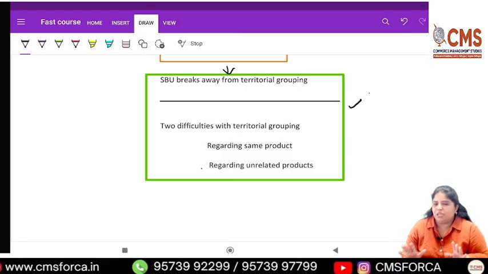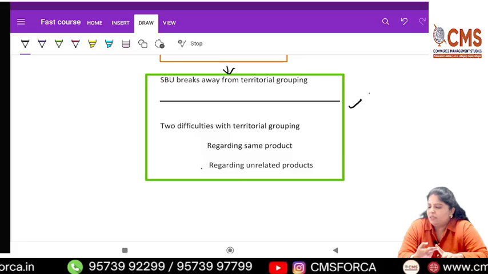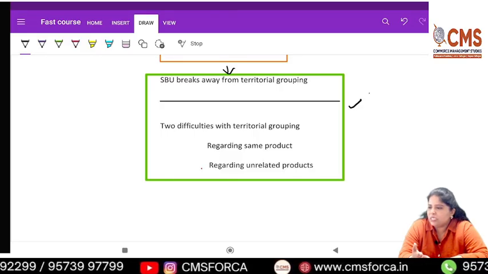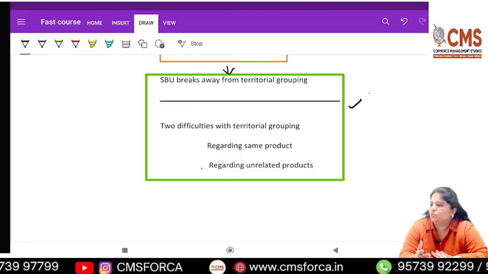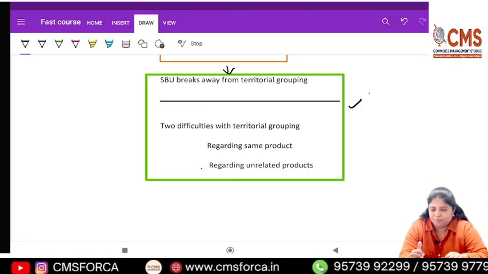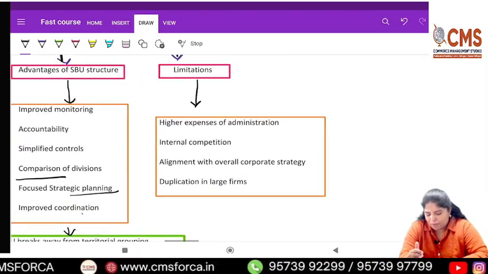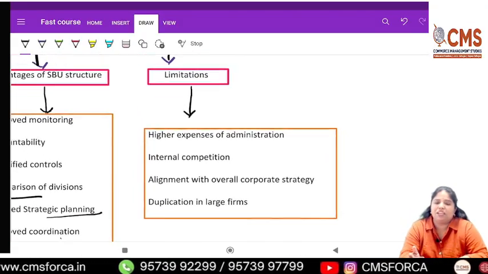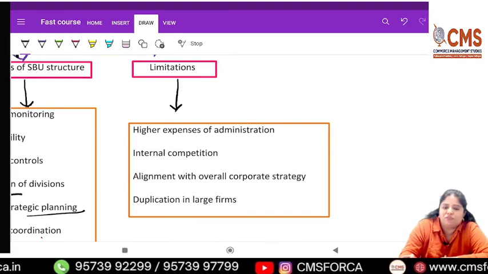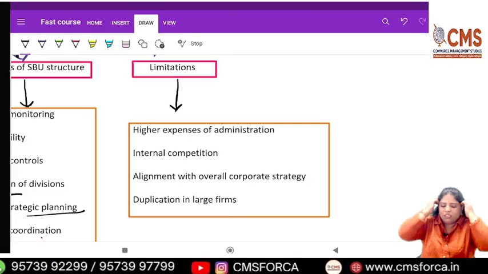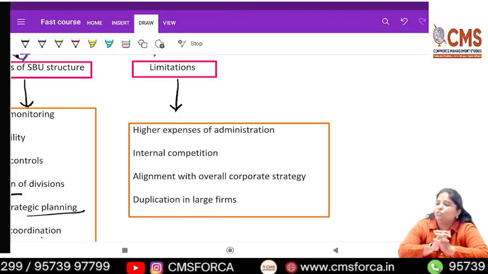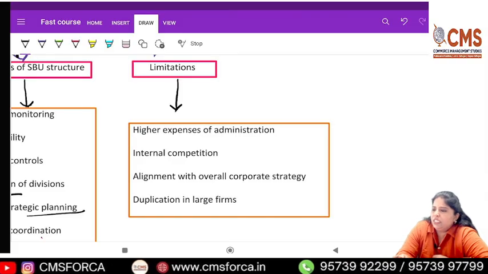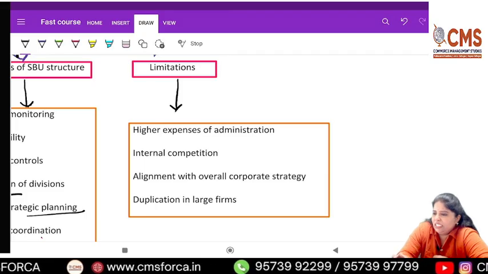I want only the key points. Monitoring, planning, coordination, comparative analysis, simplified controls. Focus on these points, you are taken care of. Now, I will get back to this advantage later, but right now let's speak about the limitations we have in SBU structure. As I gave a reference a couple of times till now, it's not that easy to administer.